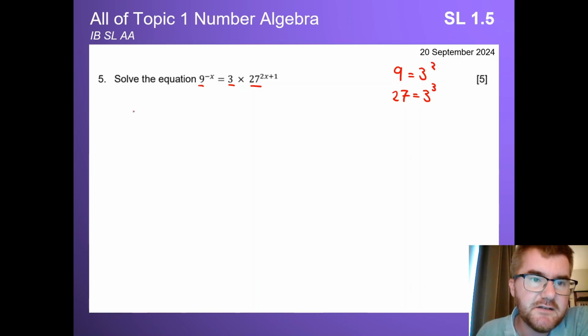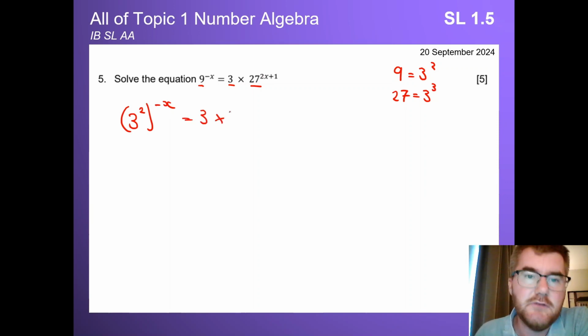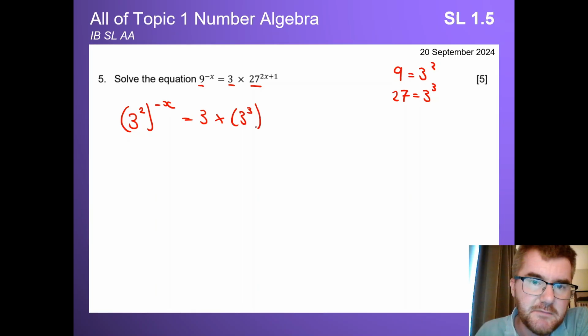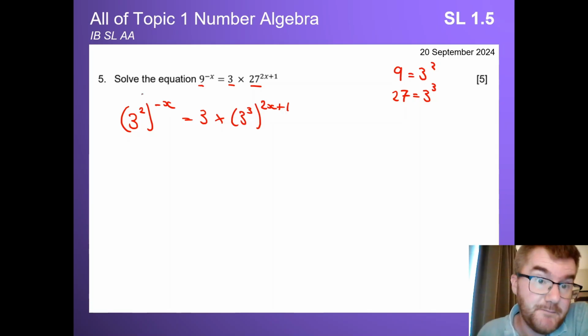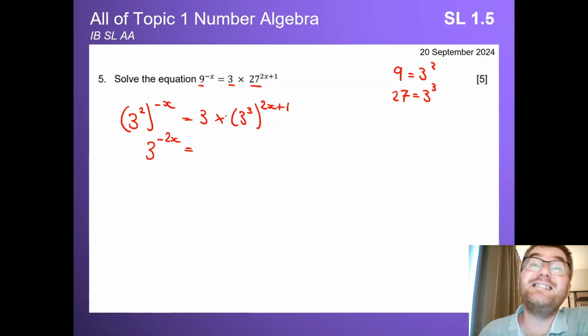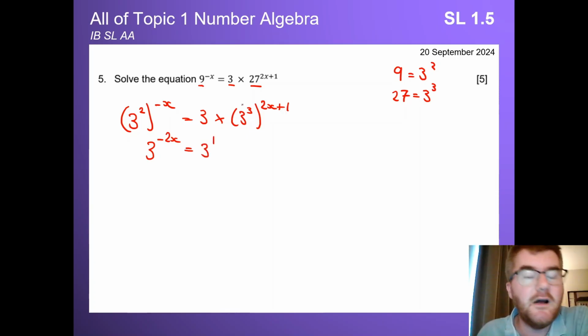That means 9 is 3 squared, so 3 squared to the power of minus x is equal to 3 times, well, 27 is 3 cubed. So I'm going to write down 3 cubed. That's all I've done here. I haven't done anything else. All I've done is replace 27 with 3 cubed, replace 9 with 3 squared. Now, what do I do at this point? Well, I can now use my indices rules. So remember, if you've got a power of a power, we can multiply these together. So 2 times minus x is 3 to the power of minus 2x. Remember, 3 itself is just 3 to the power of 1, but I'll come back to that.